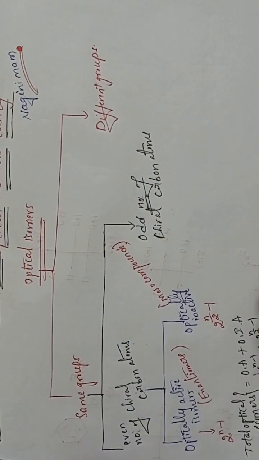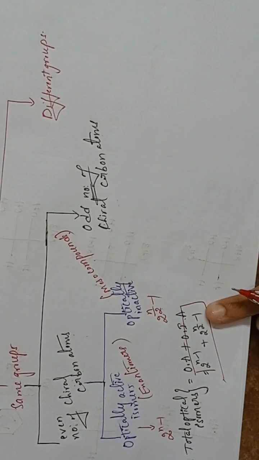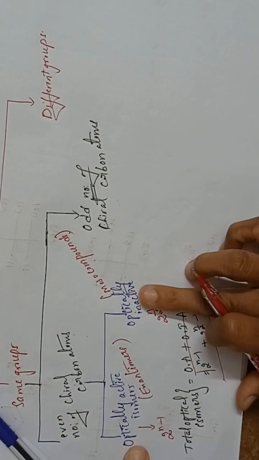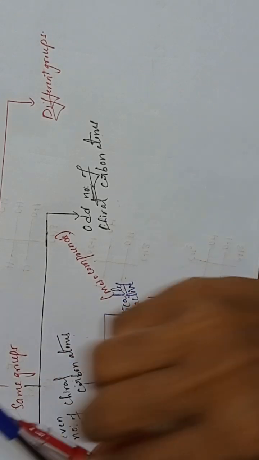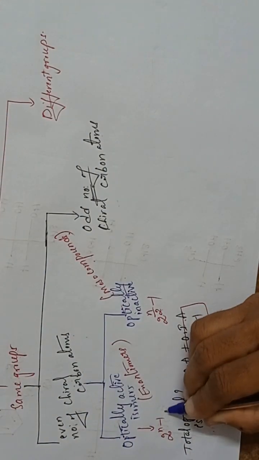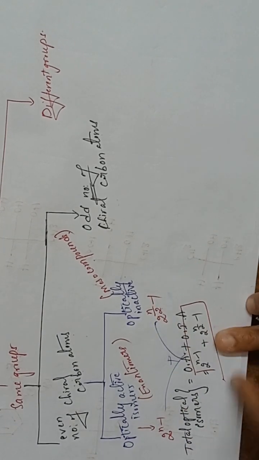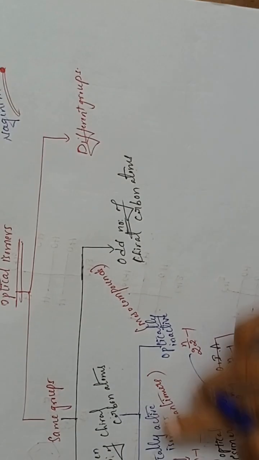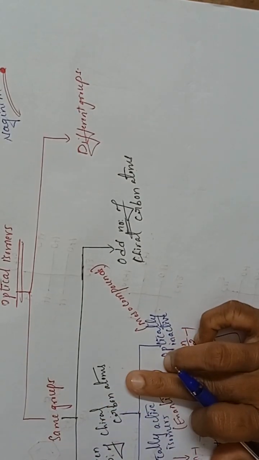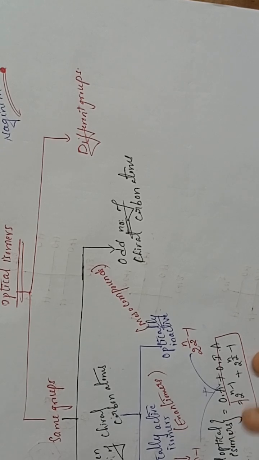Clear? This is total optical isomers. Like this we have to calculate, use this formula. This is optically active, this is optically inactive. Both add, you will get the total optical isomers. This is the case of an even number of chiral carbon atoms in the given compound. Like this we have to calculate total optical isomers.